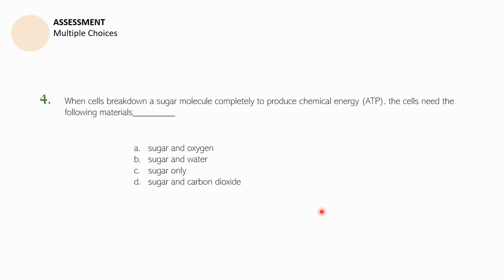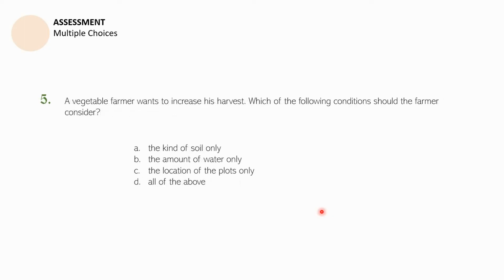You may pause this video to get more time. If you have decided to continue, that means you are ready for the next question. Question number 5. A vegetable farmer wants to increase his harvest. Which of the following conditions should the farmer consider? A, the kind of soil only. B, the amount of water only. C, the location of the plots only. And D, all of the above.